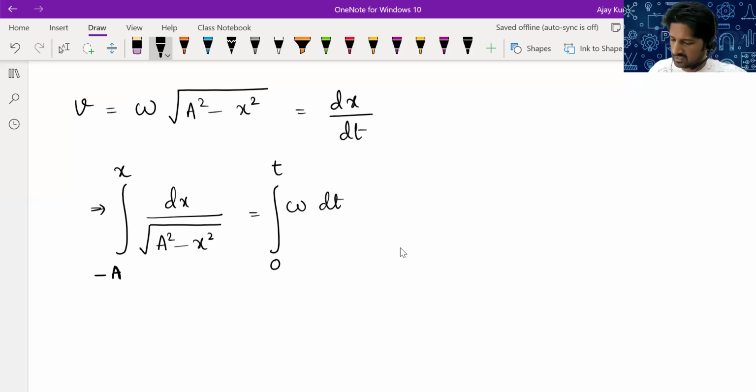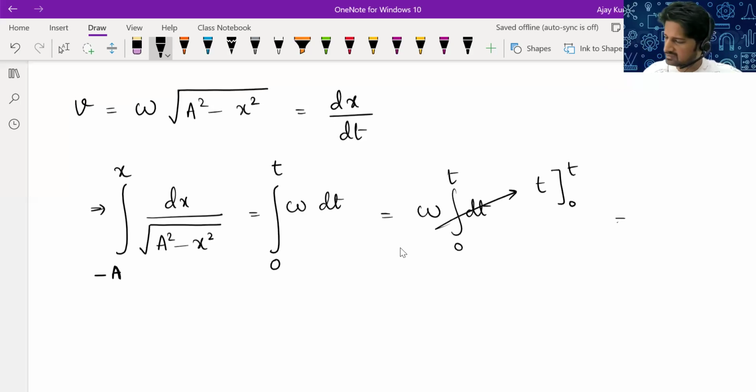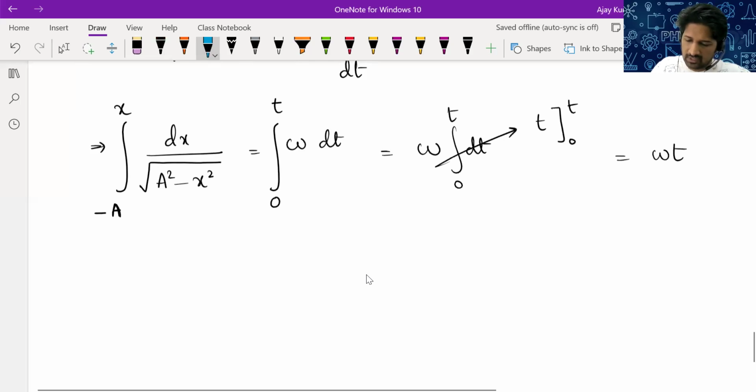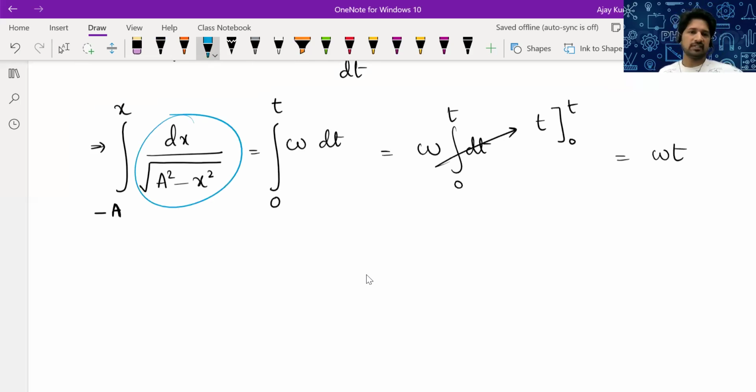Okay. Now the right hand side, omega is a constant. It will simply be integral dt, which is t itself. Integral dt becomes t. You substitute limits 0 to t, it will still be t itself. So the right hand side simply becomes omega t. What about the left hand side? Can any of you tell me how to integrate dx by root of a square minus x square?